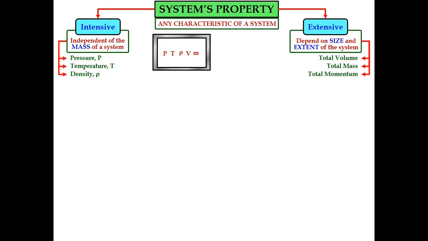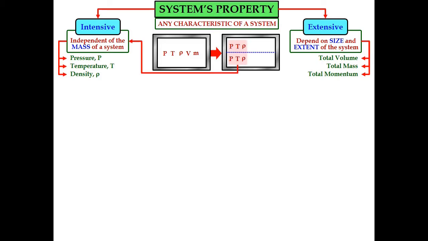However, if you want to differentiate whether a property is intensive or extensive, we need to divide the substance into two, for example as shown in the figure. So the substance inside the rigid tank is divided into two. The properties that don't change are the pressure, the temperature, and also the density, because although we divide it into two, it is the same substance inside the same tank, so the pressure doesn't change.